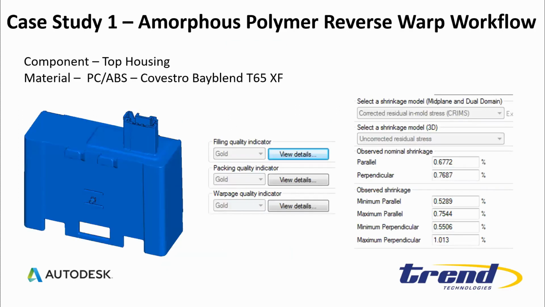So the first case study then is an amorphous polymer reverse warp workflow. The component was this top housing you can see here. The material is PC/ABS, Covestro Bayblend T65 XF. The material was really well characterized within the Moldflow database, gold standard, and it had CRIMS testing. So we could rely on potentially good, accurate warpage results for this material.